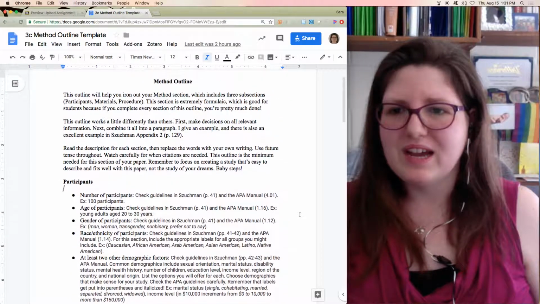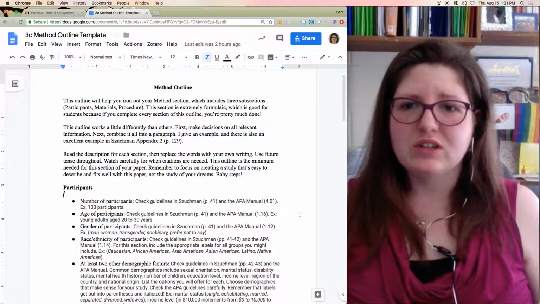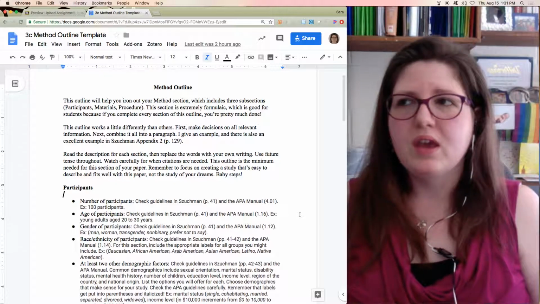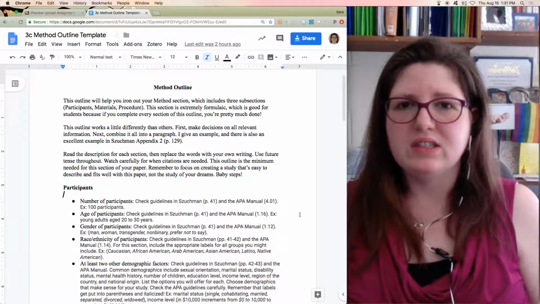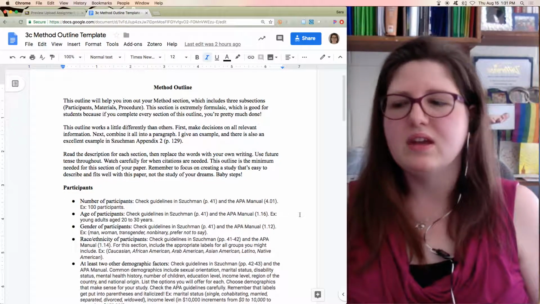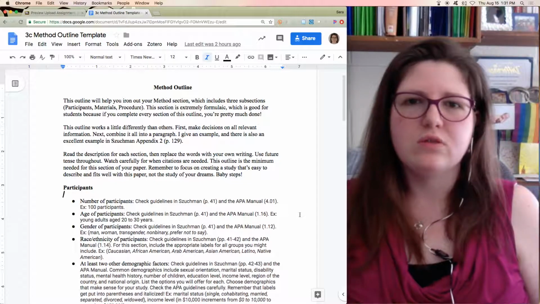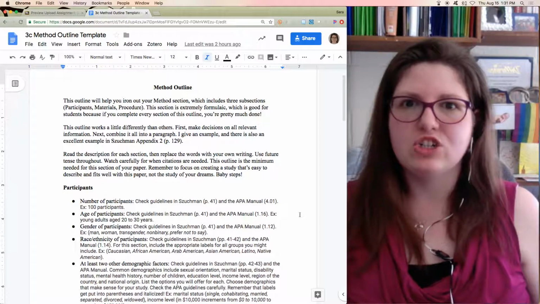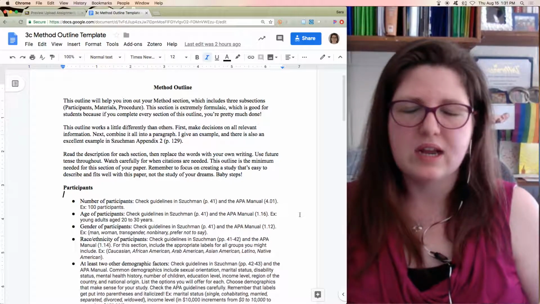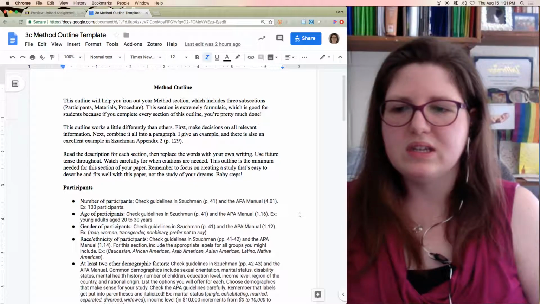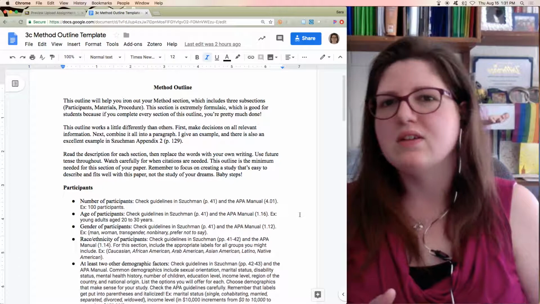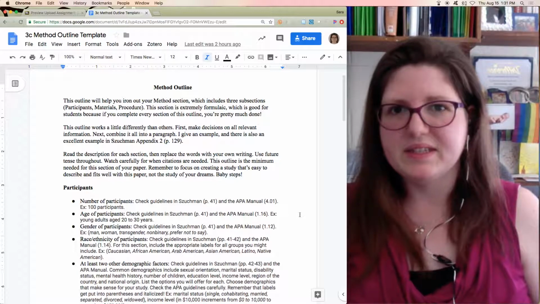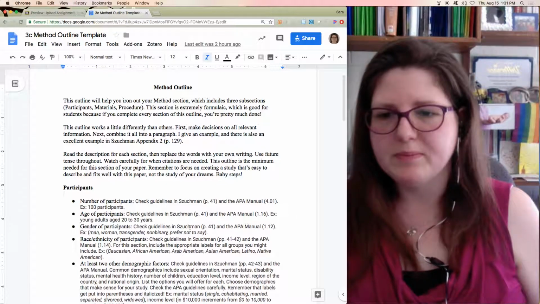So the first section goes participants. So the methods section is made up of 3 sections: participants, measures, and procedures. And different articles will have slightly different sections. They might use different names, like instead of measures, it might say materials or apparatus, especially if they're working in a lab and using tools to help measure and do the study. Sometimes it's participants and procedures kind of thrown together, but this is the most standard basic setup. So first up is participants.